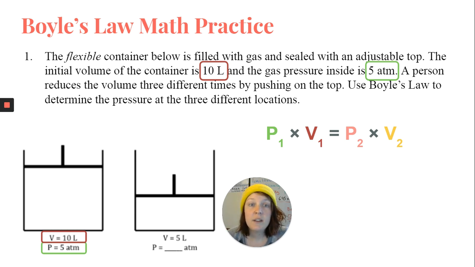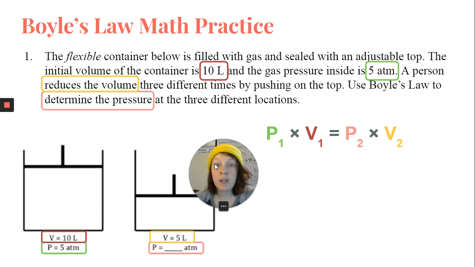Other things that I'm looking at: a person reduces the volume. If we reduce the volume, that's going to be our second volume. You'll notice that I have also circled or highlighted the volume of the second piston. And then we need to determine the pressure, so we're trying to find P2.